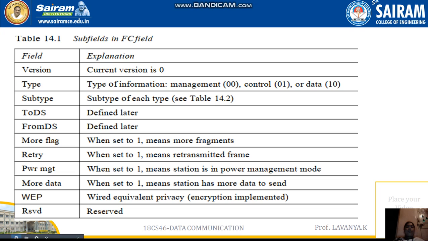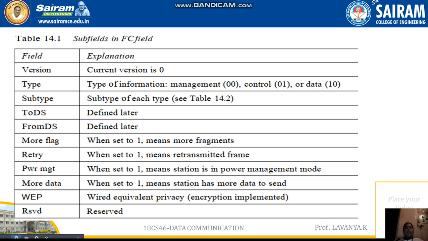Then To DS and From DS are defined later, along with the destination address. Then more flags, such as a carry flag, set flag, priority flag, and so on. If the flag bit is 1, we have to do more fragmentation. If retry is set to 1, we have to retransmit the particular data or packet once again inside the network.